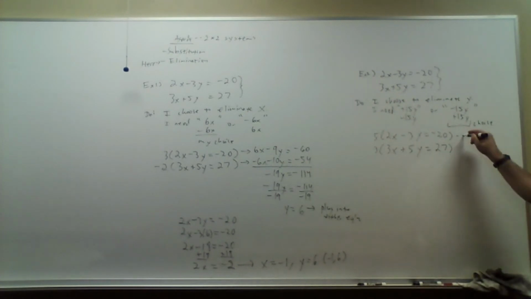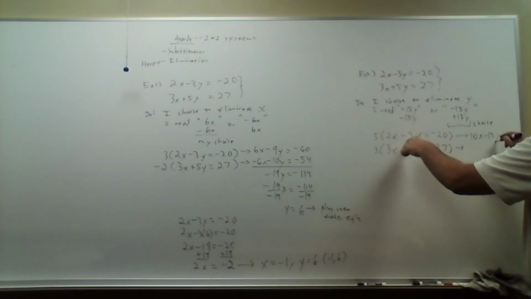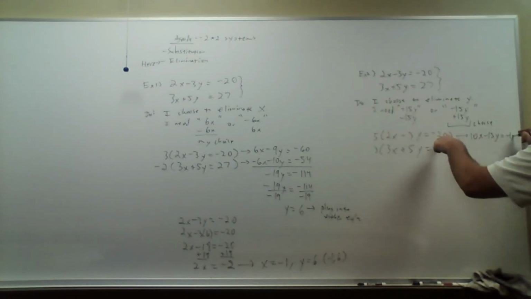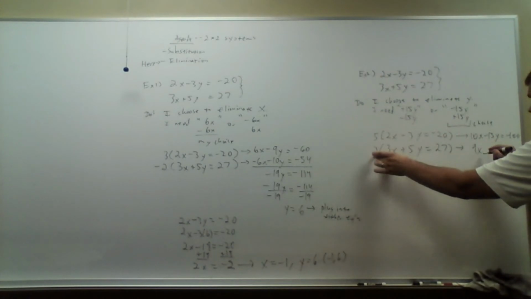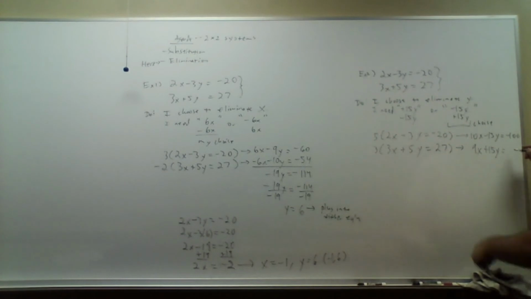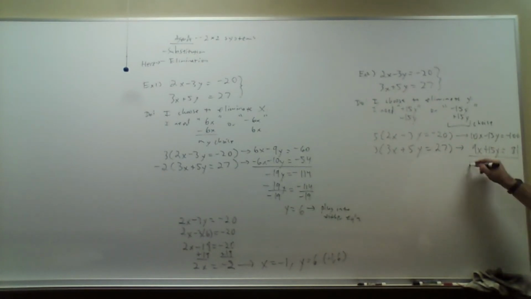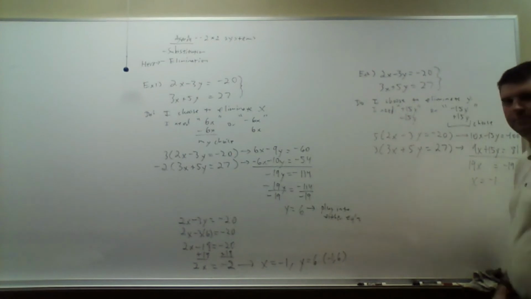Now I'll go ahead and multiply this over. This is going to be 10x minus 15y equals negative 100. This is going to be 9x plus 15y equals 81. Add these up, and you get 19x equals negative 19. Divide off the 19, you get x equals negative 1.